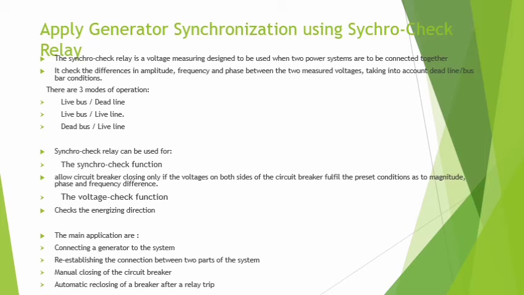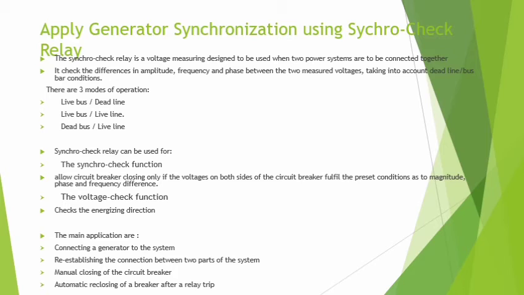Synchro check relay can be used for two functions: the synchro check function and the voltage check function. The synchro check function allows circuit breaker closing only if the voltage on both sides of the circuit breaker fulfills the preset condition as to magnitude, phase, and frequency differences. And the voltage check function is to check the energizing direction.